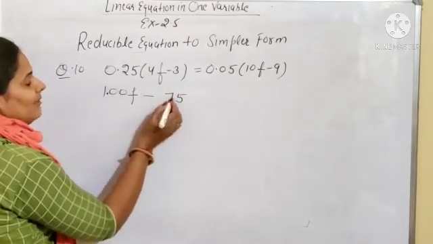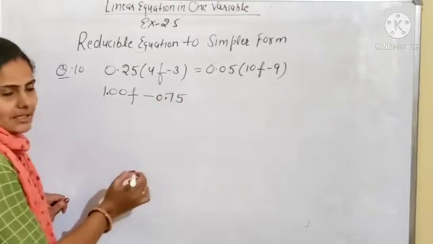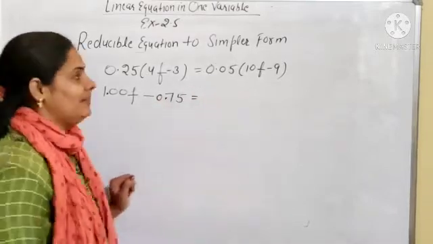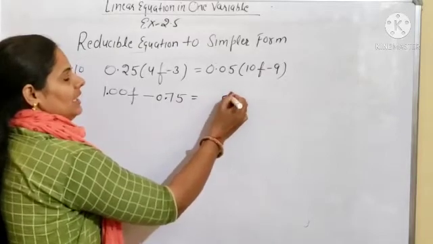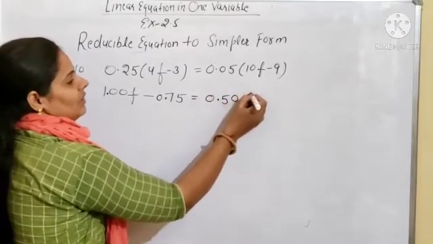In brackets. So simply you will open the bracket with the help of the distributive property. So 0.25 into 4, you will get, beta, 25 4s are 100, and after 2 numbers you can put the decimal. So it will be 1.00 f, minus 25 multiply 3, so you will get 75, and after 2 decimals it will be 0.75. Same on the right hand side, you will open the bracket, so 5 into 10 you will get 50, and after 2 numbers you will put the decimal, and it will be 0.50 f.